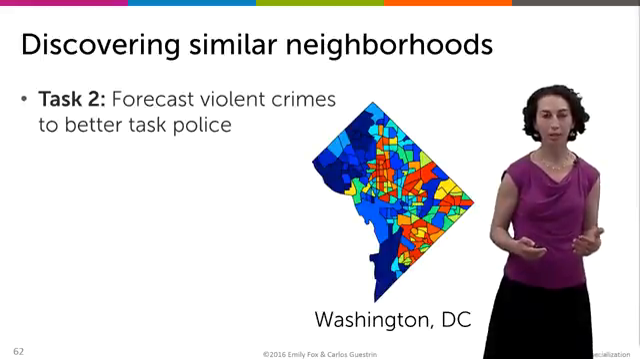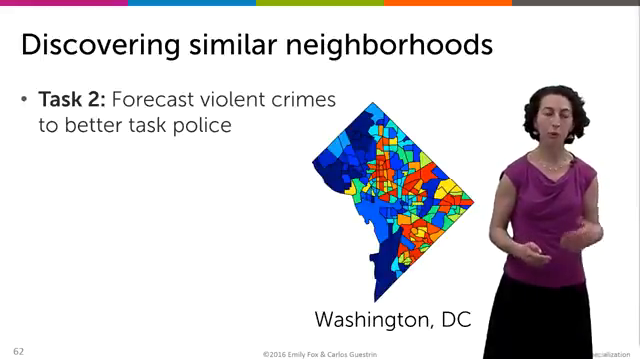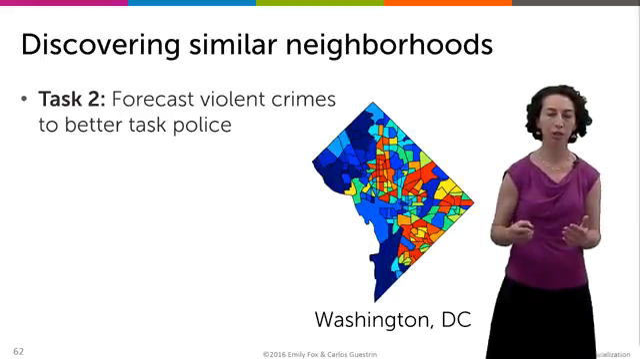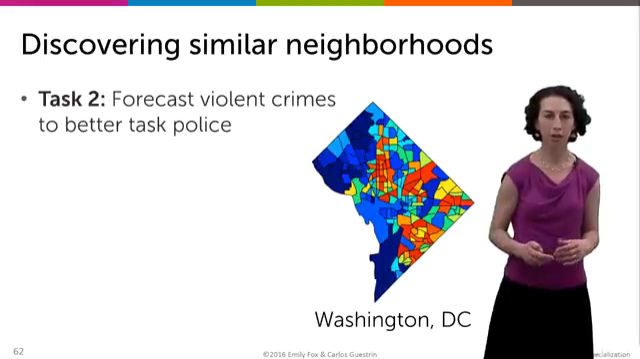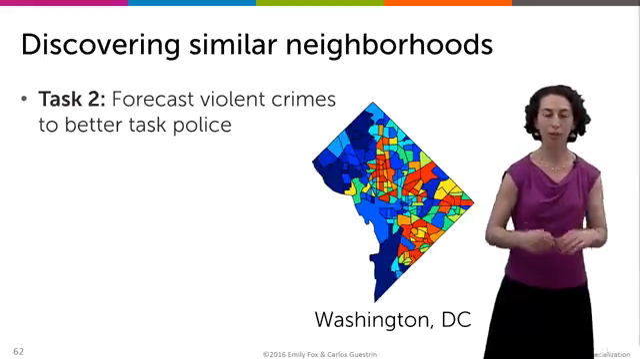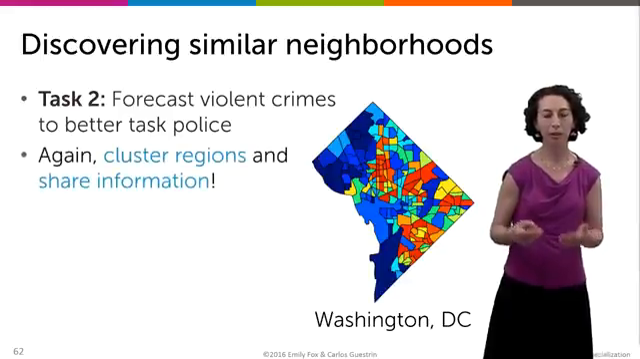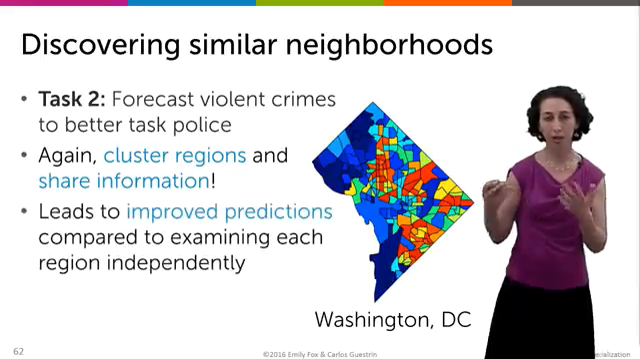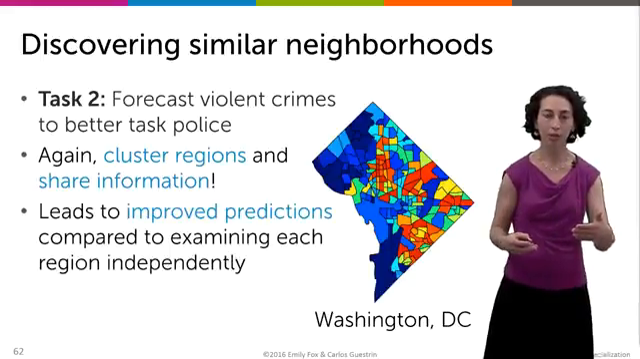A structurally related task, but with a very different application, is forecasting crimes. What this image is showing is Washington, D.C., again broken down into census tracts, and the goal is to be able to forecast how many crimes are going to occur in each one of these census tracts at the next point in time. Again, here we can think about clustering regions to share information, and you can show that forming predictions based on a discovered group of regions that behave similarly leads to better forecasts of crime rates than if we were to treat each region independently.